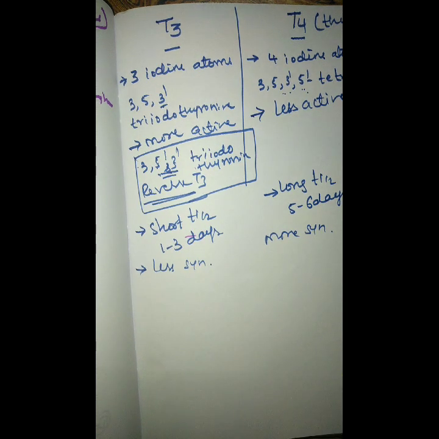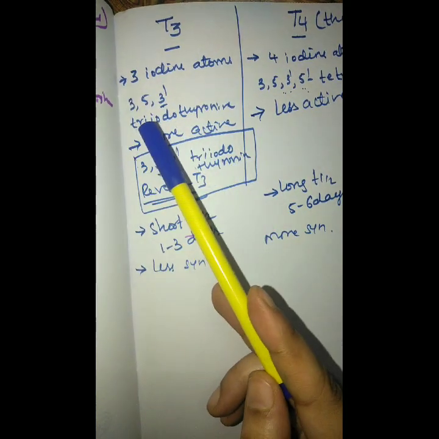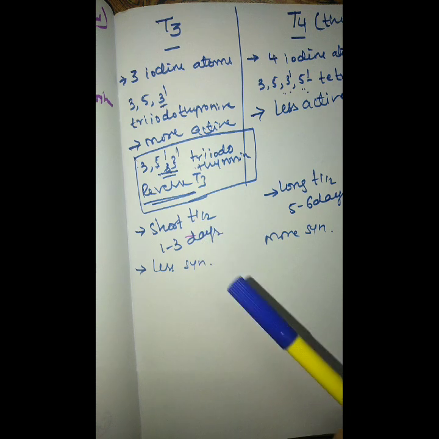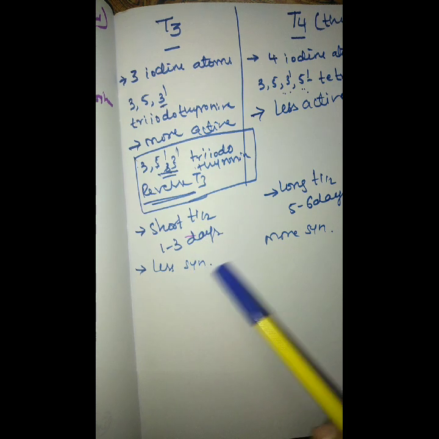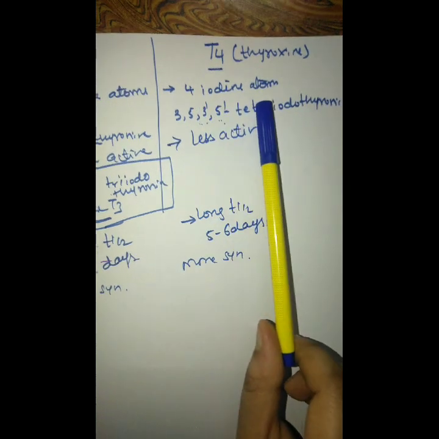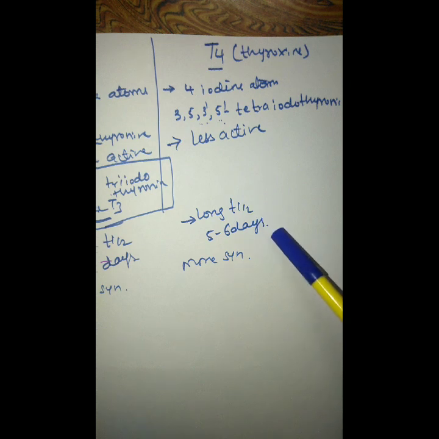So this is the basic difference between T3 and T4. T3 has 3 iodine atoms, is more active and has a short half-life, and physiologically a lesser amount of T3 is synthesized. Whereas T4 contains 4 iodine atoms, is less active, has a longer half-life, and physiologically a large amount of T4 is synthesized.